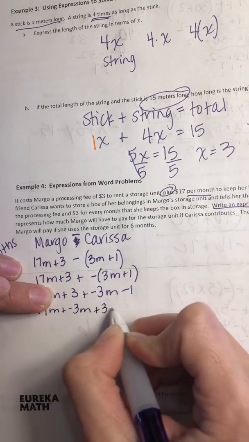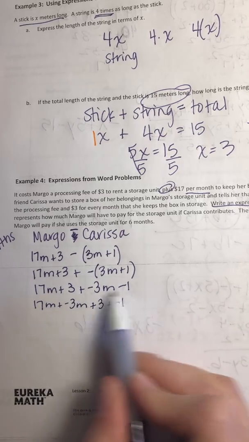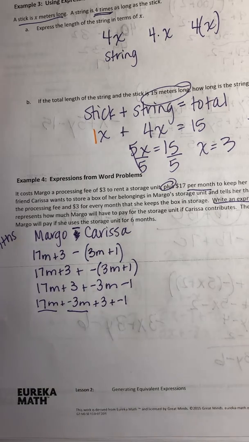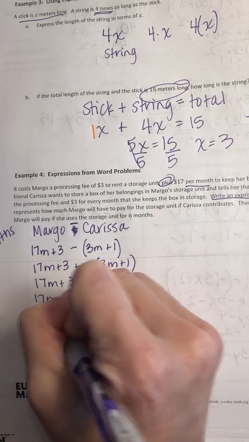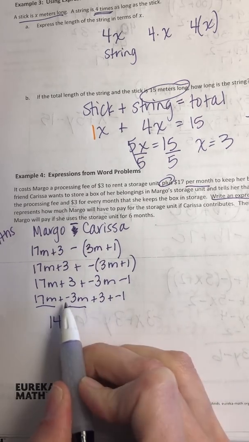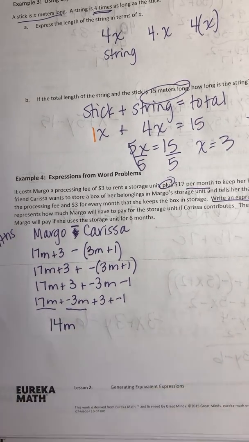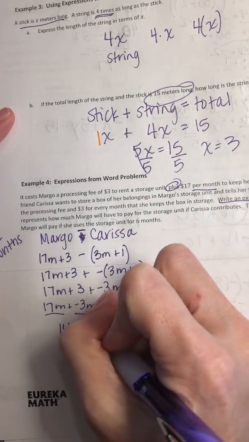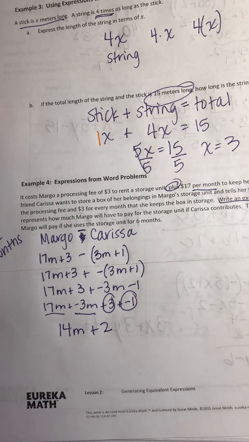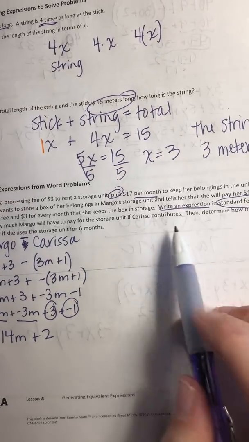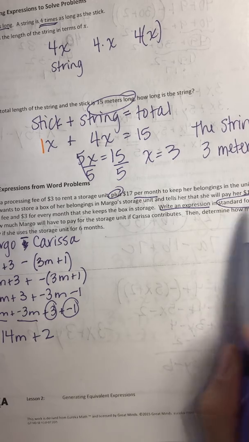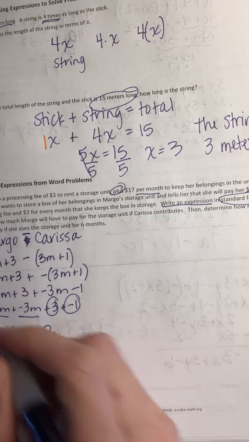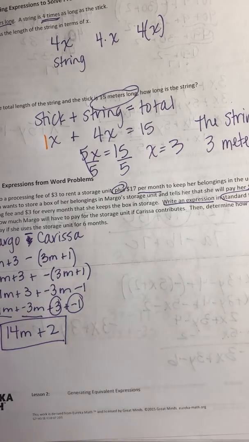So now, if we rearrange them and put our like terms together, it might help you see. Put our constants together, the 3 and the negative 1. If I put 17M and negative 3M together, I'm going to end up with 14M because they're different signs, subtract. Take the sign of the larger number, then you'll be exact. I'm going to put my 3 and negative 1 together to get 2. So if I go back to what the problem asked, an expression in standard form that represents how much Margot will have to pay for the storage unit if Carissa contributes, here is our expression in standard form.